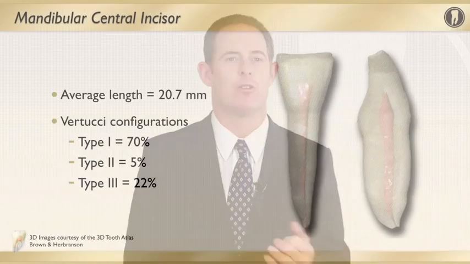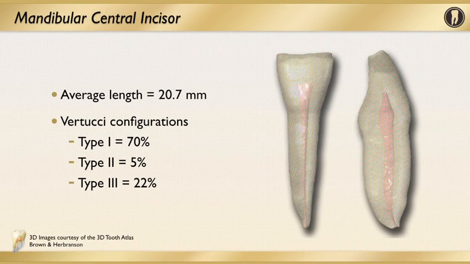We just reviewed the maxillary anterior anatomy, and now I want to switch gears and cover the mandibular incisor anatomy. So let's first talk about the mandibular central incisor. The average length of this tooth is around 21 millimeters, and the canal configuration is a type 1 configuration 70% of the time. And then you're going to see 2 canals in different configurations 30% of the time.